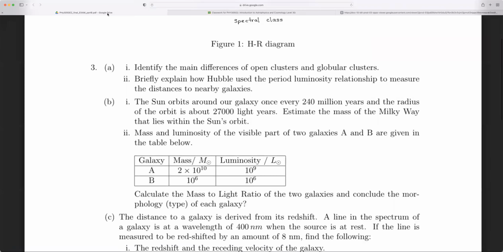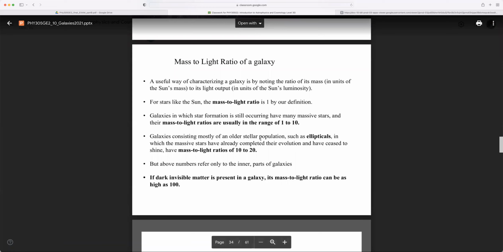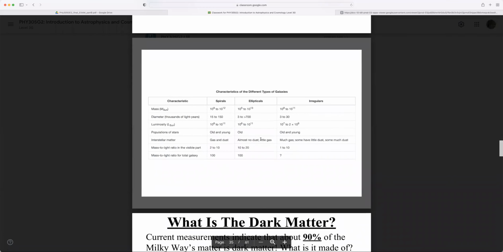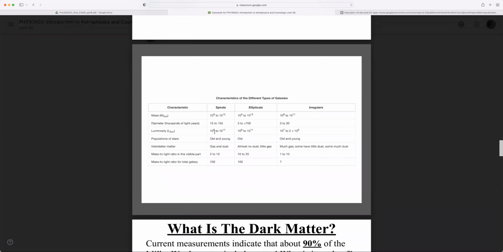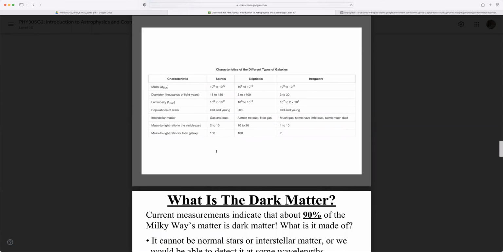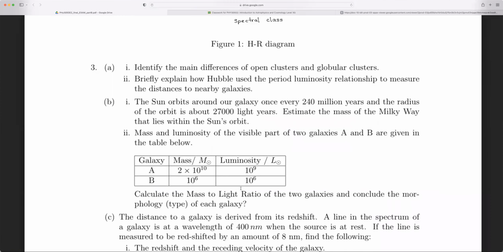If you look at my lectures and those recorded videos, you will understand that even from this table, where the mass and the luminosity are given, you can get the idea. For the spirals, you have both young and older stars. For the ellipticals, you have only older stars. That's why their mass to light ratio is higher: when you have old stars, they don't emit a lot of light, so their luminosity is smaller, and the mass to light ratio goes to a higher value. You need to understand that idea. That's how you answer those types of questions, right?